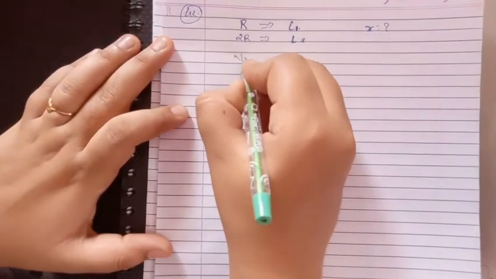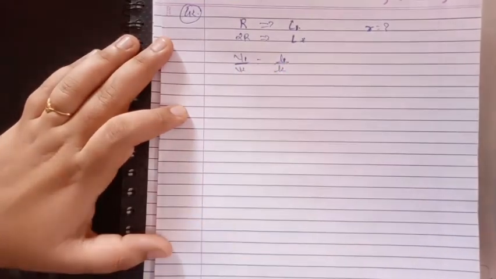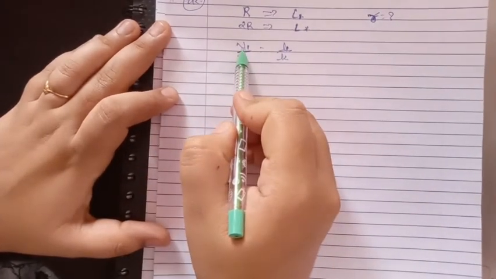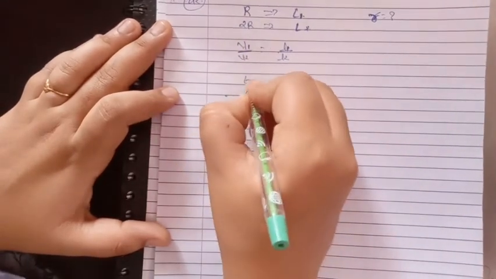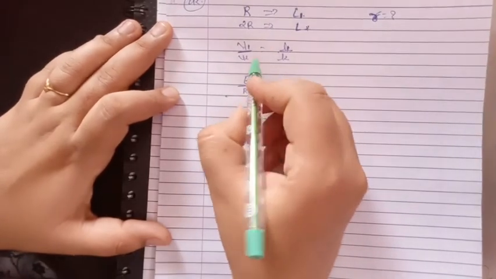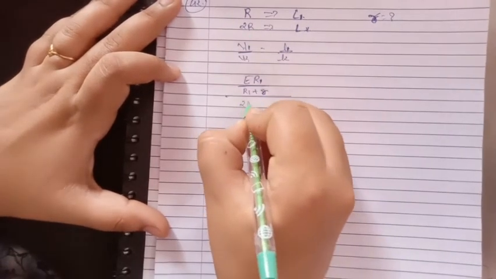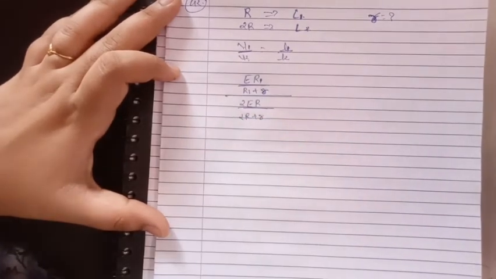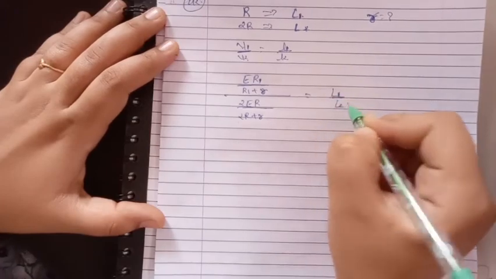Here for the potentiometer we can see V1 by V2 is equal to L1 by L2. So V1 is the potential difference across resistance R. It can be written as ER upon R plus r, and the potential difference across resistance in case 2 can be written as 2ER upon 2R plus r, which is equal to L1 by L2.